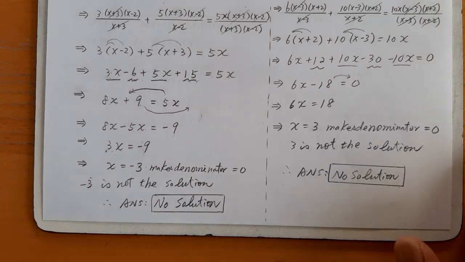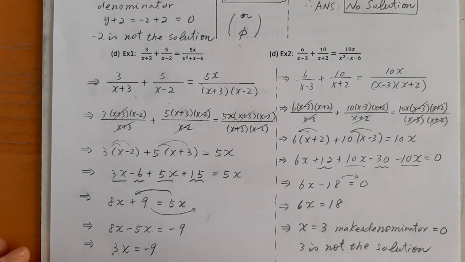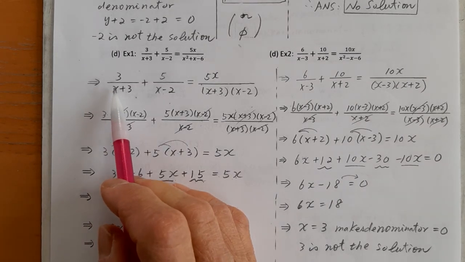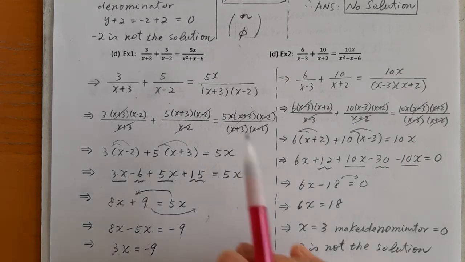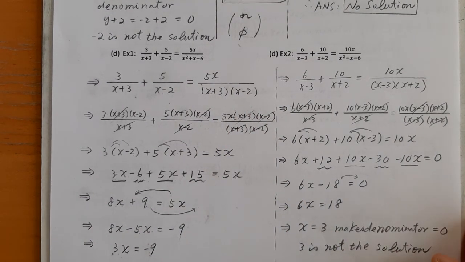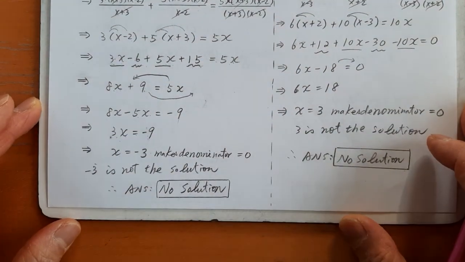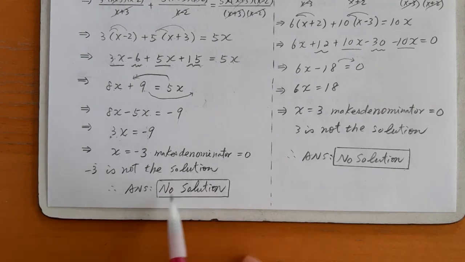Then you always have to check with the denominator. Plug negative 3 into the denominator: negative 3 plus 3 is 0, undefined. And this side is also 0, undefined. So negative 3 is not the solution, because it makes the denominator equal 0. So the answer is no solution.